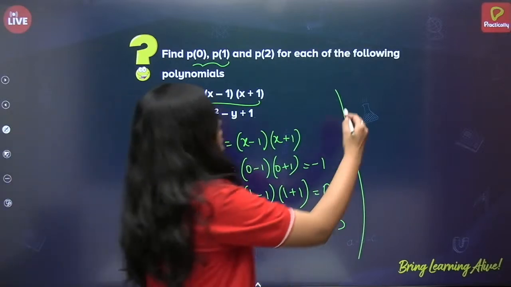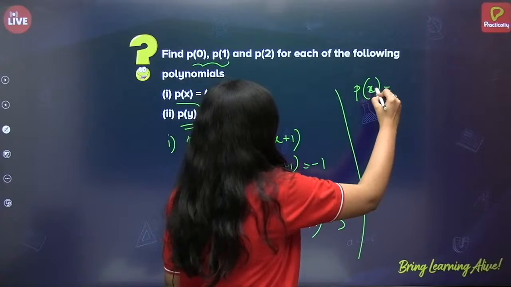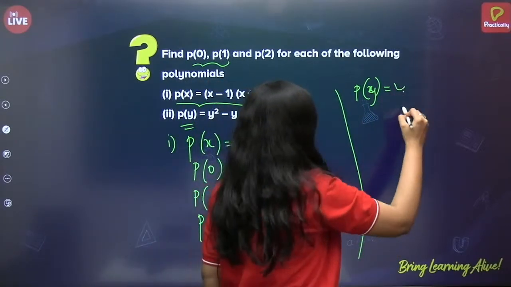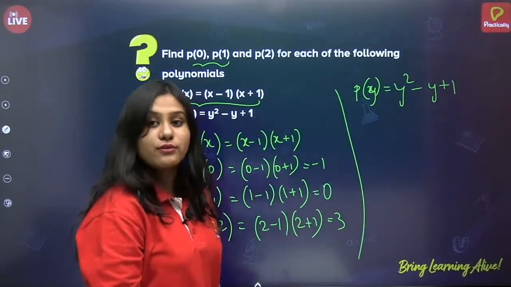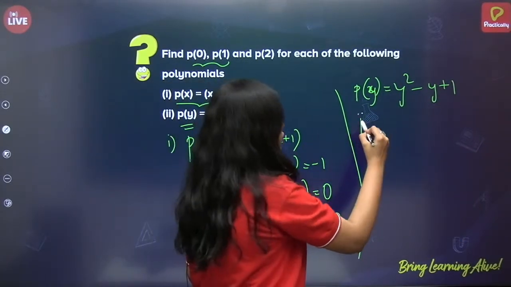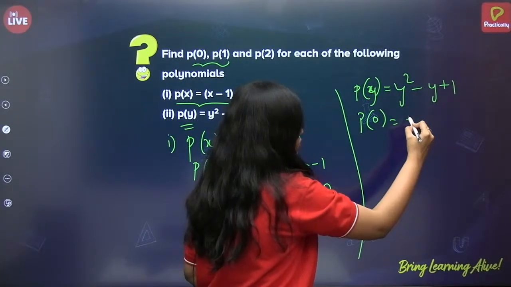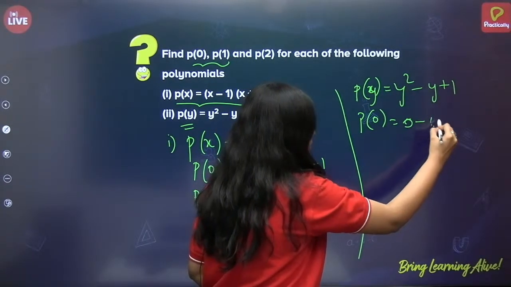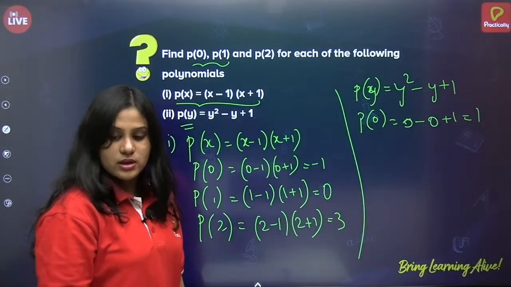Okay, let us check. Lakshmi Prabhu has given the answers. P of y is equal to y square minus y plus 1. So what do we have to find first? P of 0. So 0 minus 0 plus 1, that is 1. Correct? Good.